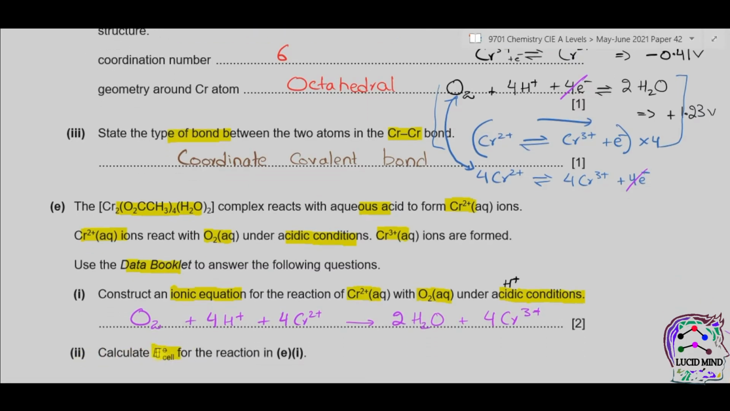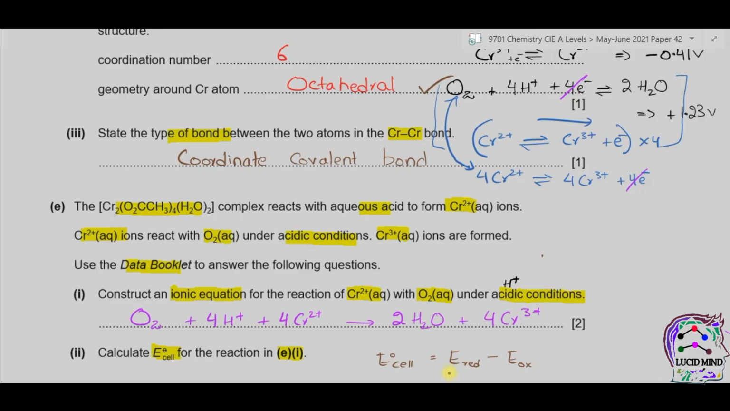Part 2, calculate E naught cell for the reaction in E part 1. For this reaction you have to find the E naught cell. Now we can see the voltages. This one is more positive, so it is reduction. E naught cell is equal to E reduction minus E oxidation. So this equation moves in the forward direction as the voltage is more positive, so this is reduction.